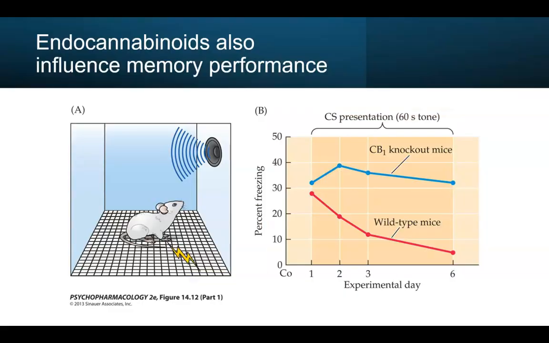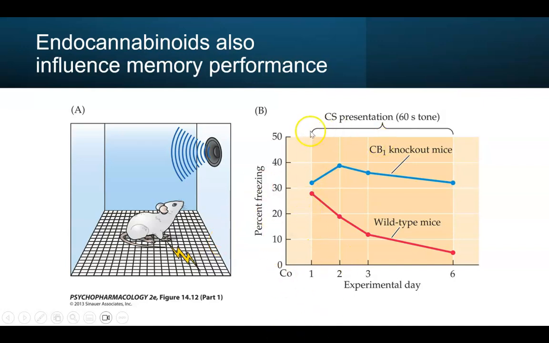Additionally, endocannabinoids do also influence memory performance. What you're looking at in this particular image is a rat doing a conditioning task. Here they are presented with a tone. This is a very standard classical conditioning, a fear conditioning task. A rat is put into a chamber with an electrified floor. Prior to receiving a small foot shock, a tone is presented. So our tone is functioning as our conditioned stimulus that is letting the rat know that that foot shock is about to appear.